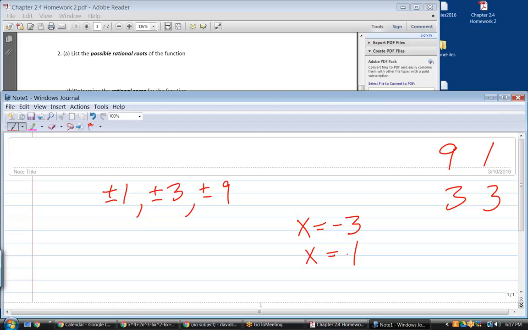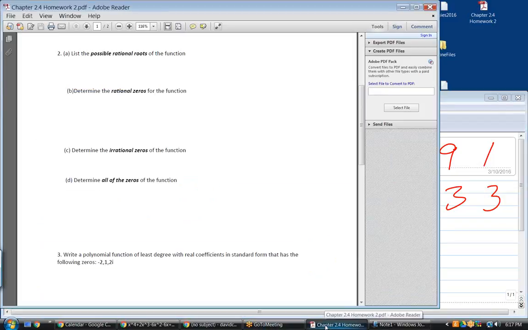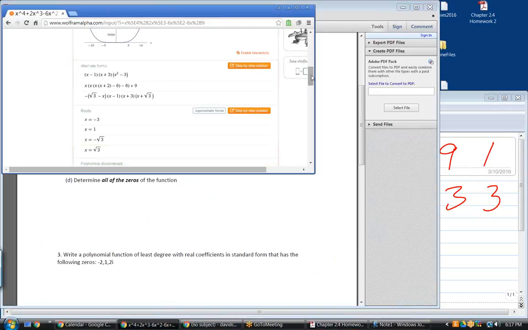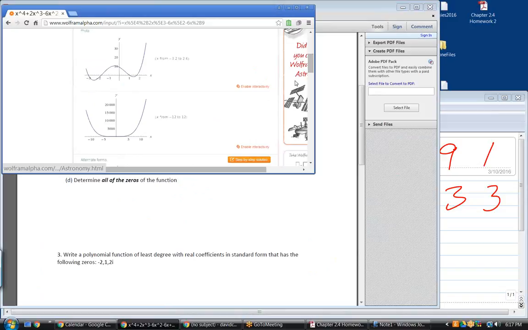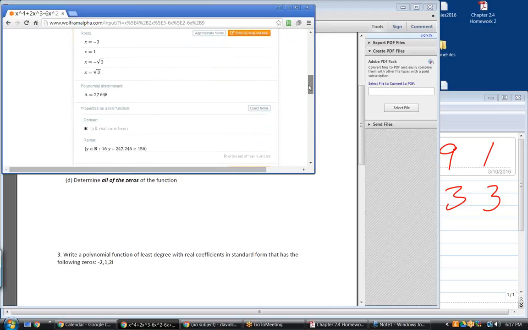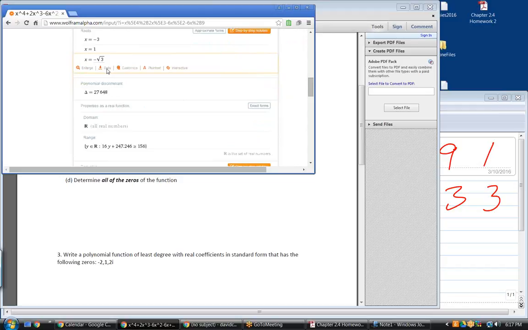And actually it's a quadratic that has real solutions. We know that because the graph crosses the x-axis 4 times. So we know it has 4 real zeros. It's just that the other 2 are irrational. So you're never going to find these 2 using this rational factor theorem. But you don't need to.